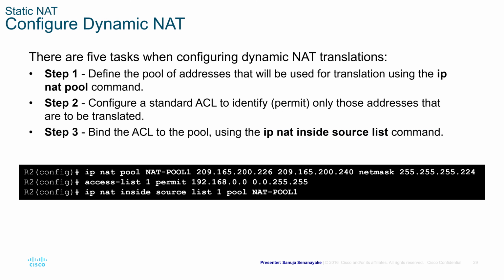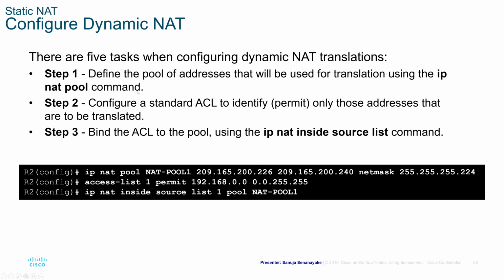On a Cisco device, you can configure dynamic NAT by following 5 steps. The first thing we need to do is define a pool of addresses that will be used for translation using the ip nat pool command. So that's the command you should remember. Next, we configure a standard access control list to identify or permit only those addresses that are to be translated. Then, just like with any other ACL, we bind the ACL to the pool using the ip nat inside source list command.